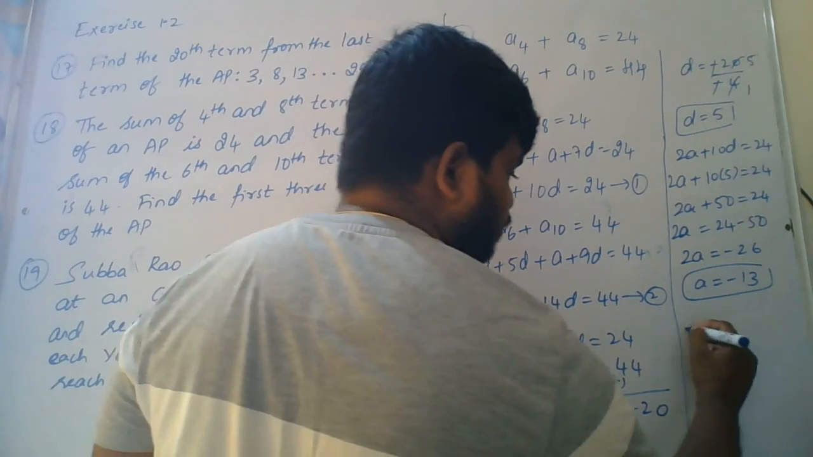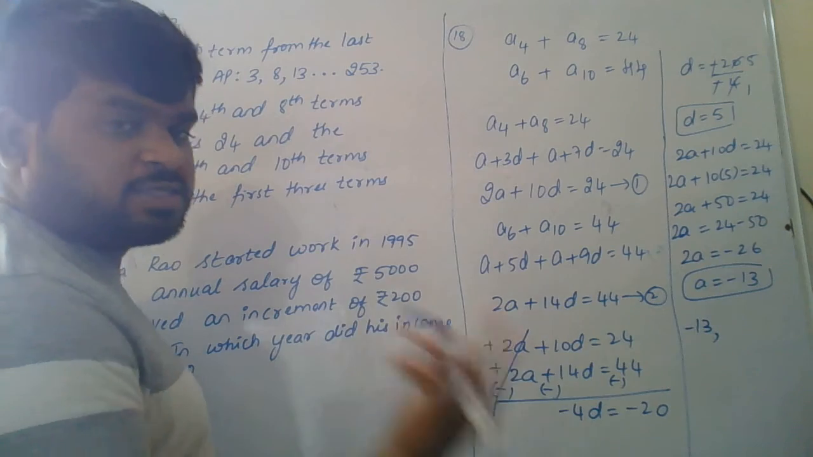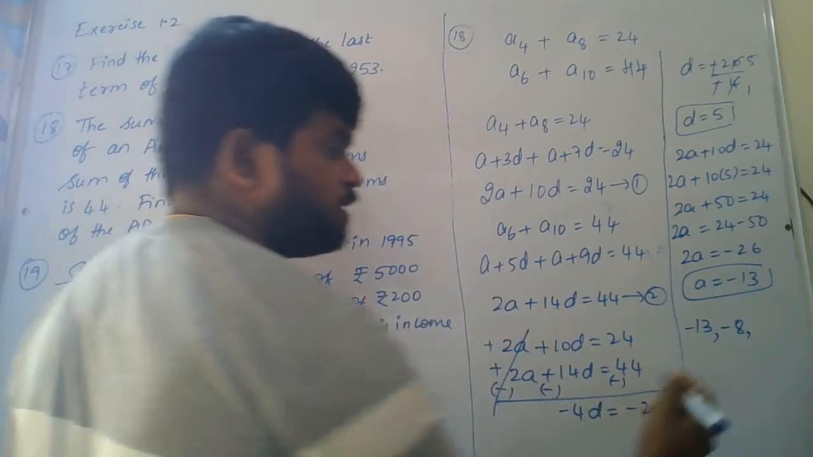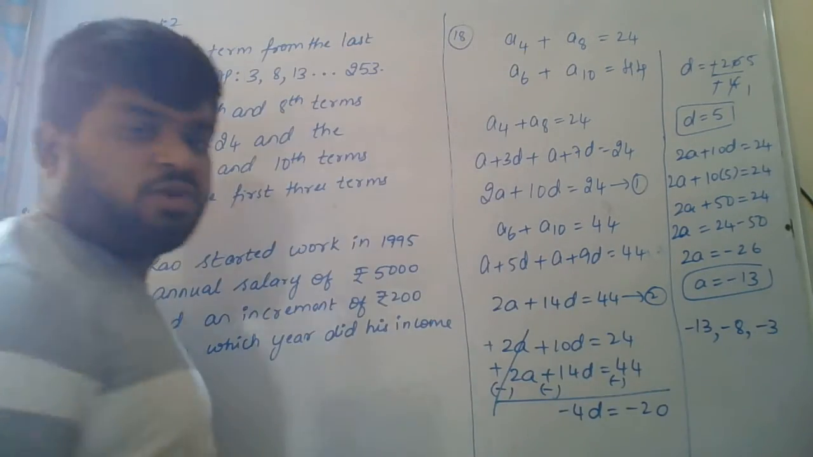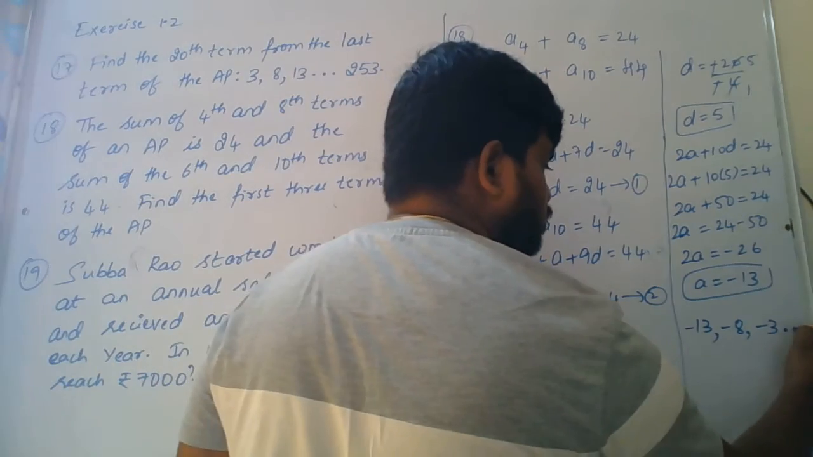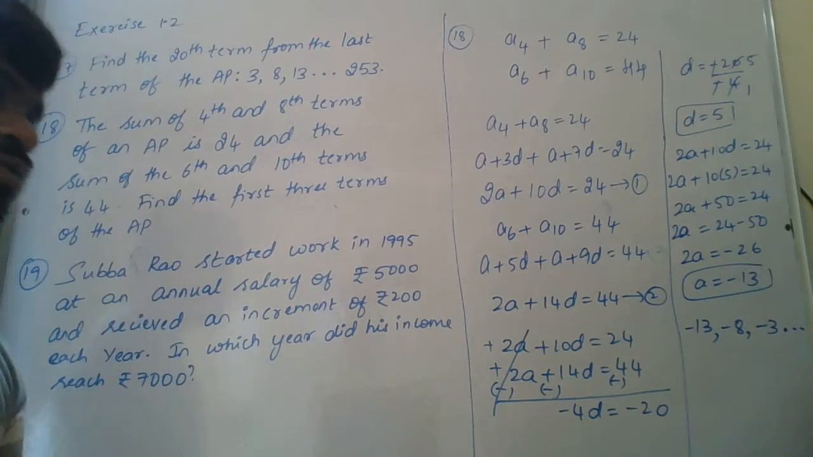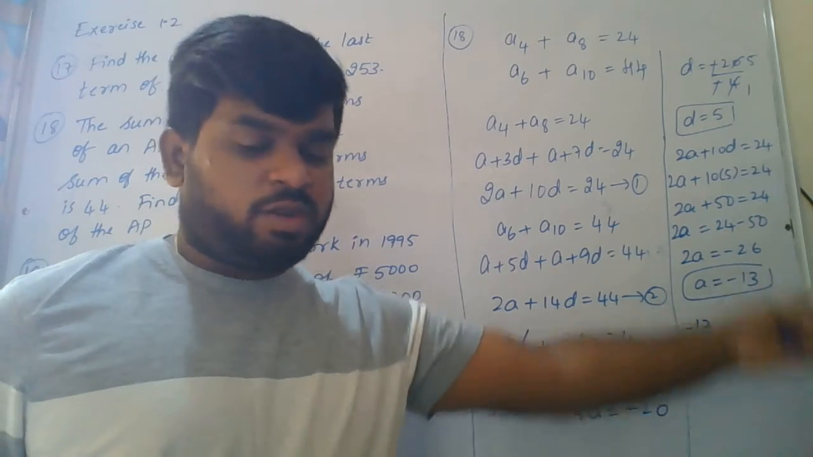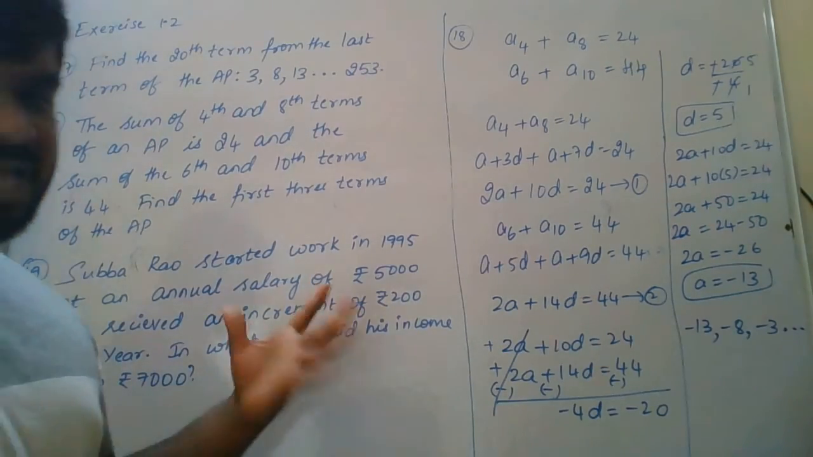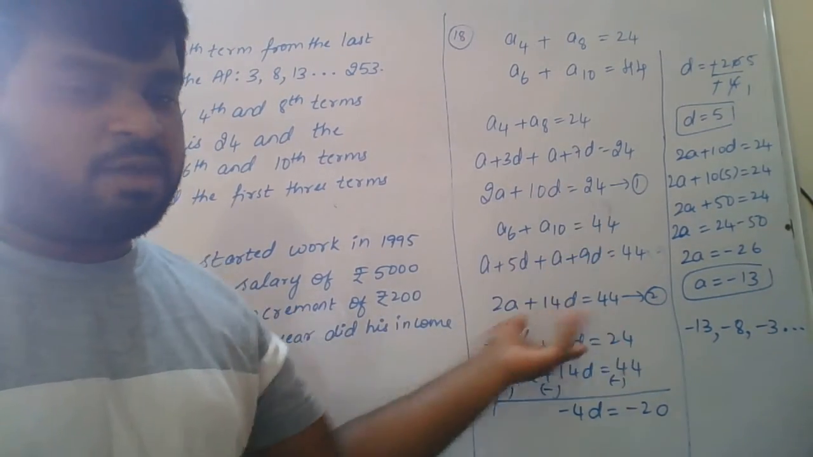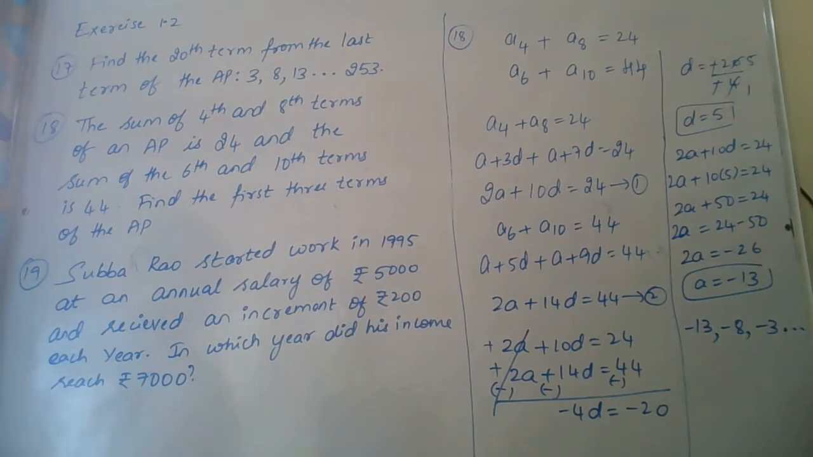Therefore, the first three terms: the first term is minus 13. How do you get the second term? Add 5 to it. Minus 13 plus 5 is minus 8. Minus 8 plus 5 is minus 3. These are your three terms. They've only asked for three terms, that's enough; it keeps going, but we have found the three terms. To get the next term, add D to it. As usual, same stuff: you didn't have the values of A and D, so they gave us two equations. Solve by elimination method, and once you get A and D, you can proceed. Let's get into the next question.